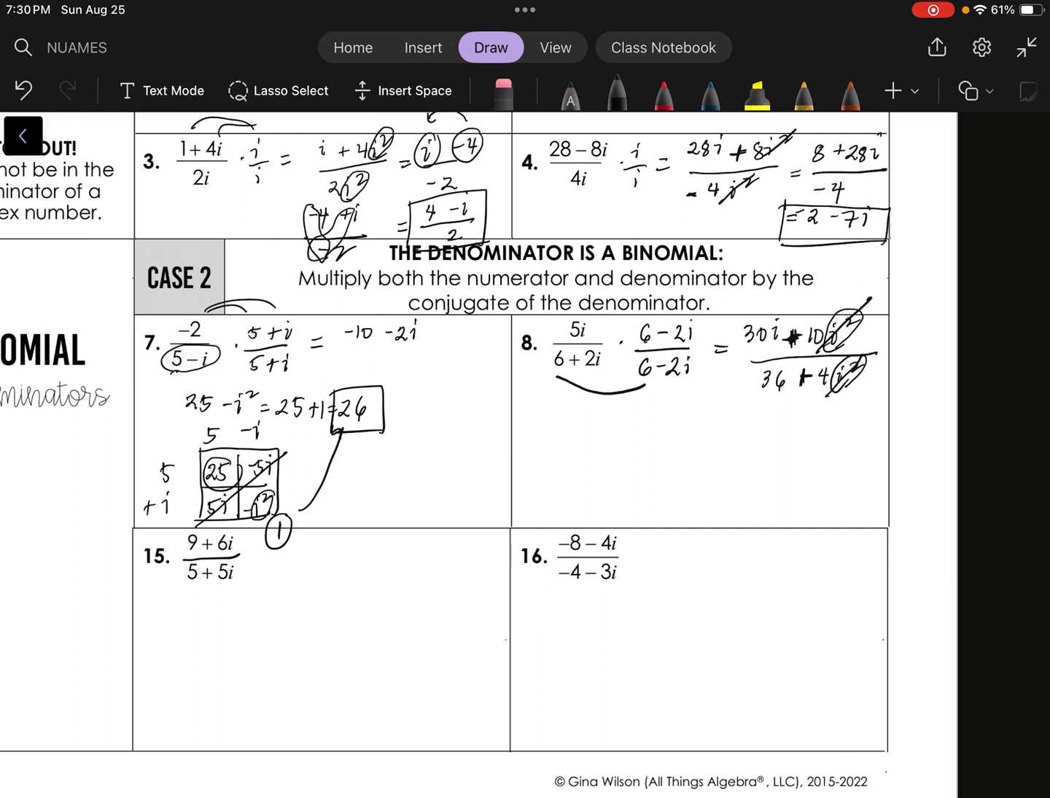Okay, simplifying that, I'll try to rewrite it first in the form 10 plus 30i all over 36 plus 4. Sorry, let me erase that part. That gives you 40. And you know that all of these are divisible by 10, so it'll be reduced to 1 plus 3i all over 4. And that will be your final answer.